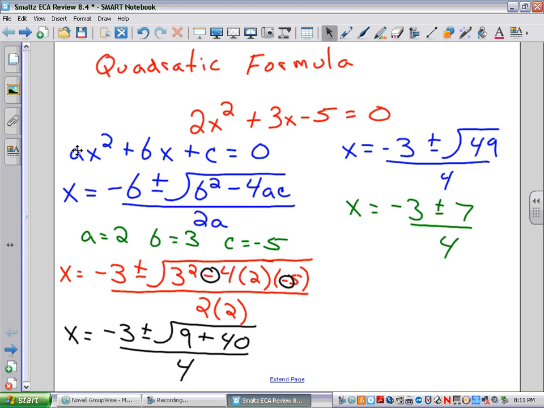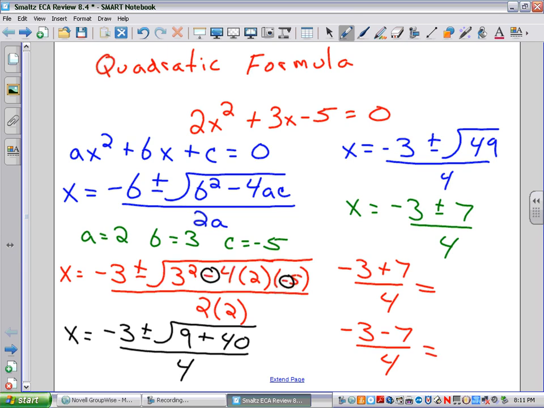Now here's where I add and subtract. Always take that part and save it for last. One answer is going to be negative 3 plus 7 divided by 4. And the other answer would be negative 3 minus 7 over 4. So I get two answers.